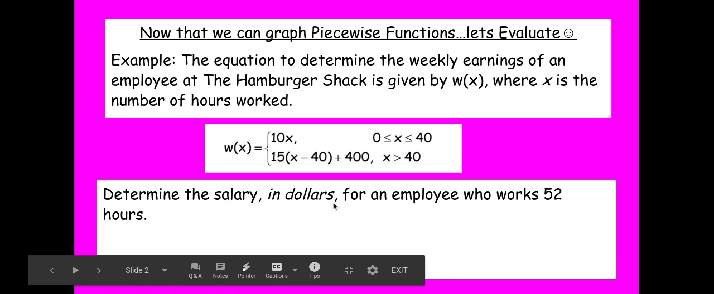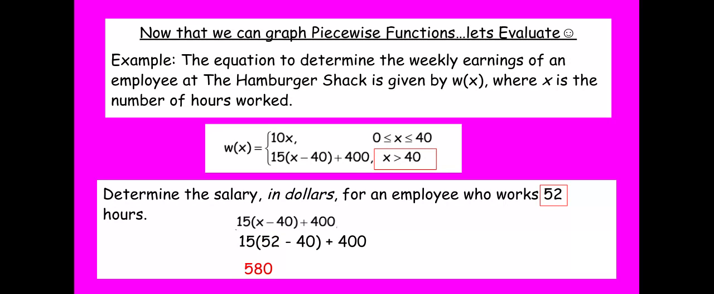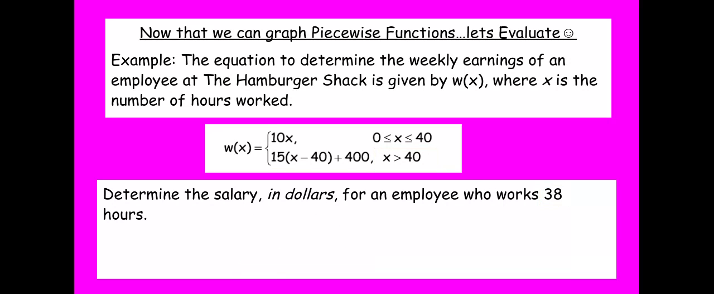It says determine the salary in dollars for an employee who works 52 hours. So we're really looking for 52. Where does 52 fall? Well, since it's the number of hours, does it fall between 0 and 40, or is it greater than 40? Obviously, it's greater than 40, so we're going to have to use the function next to it: 15 times (x minus 40) plus 400. So all we have to do now is plug in 52 for x and evaluate in your calculator. So pause it if you do that. And you should have gotten 580.